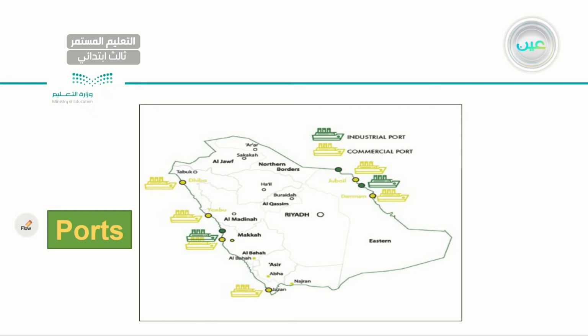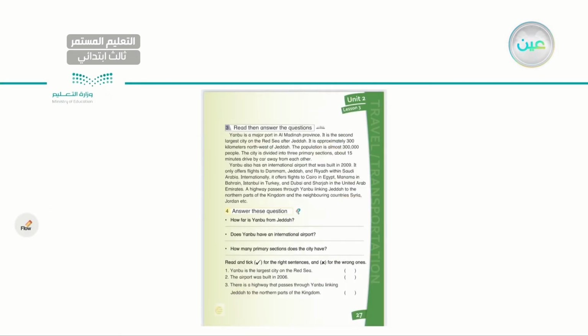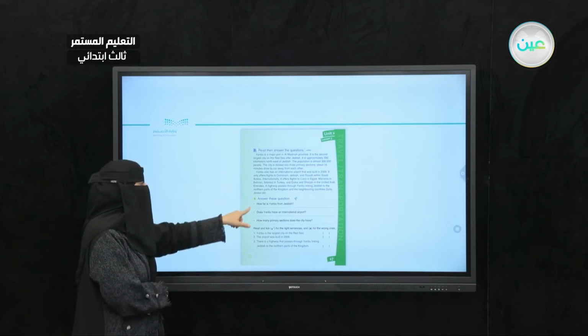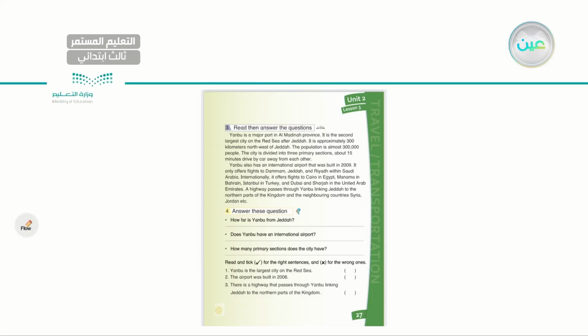What do I mean by a port? Why do we need to talk about it? We will see about this. We will talk about different facts about the city of Yanbu. It's a very important port in the Red Sea. Okay, what I need you to do for this section, because it's a reading section, listen carefully. At the same time, you can go directly to the questions in section number 4.